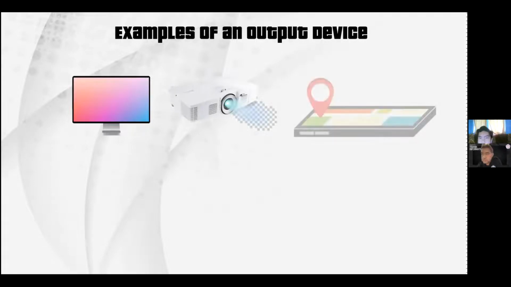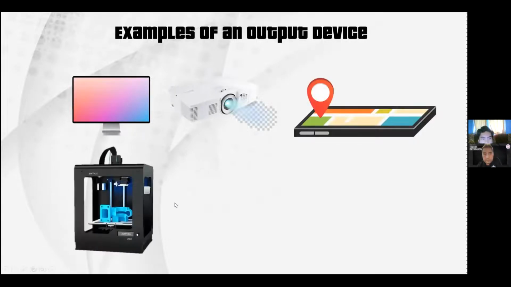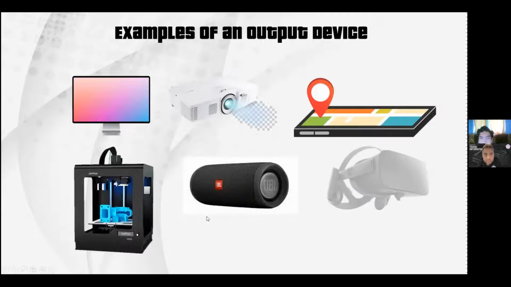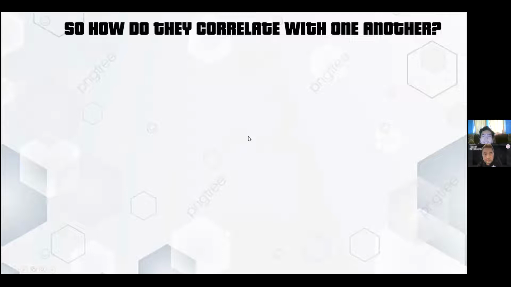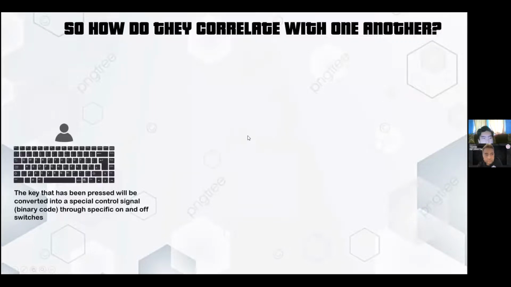There are some examples of an output device. We have monitor, projector, GPS device, 3D printer, speaker, and VR headset. So how do they correlate with one another? Well, first, the key that has been pressed will be converted into a special control signal through specific on and off switches.